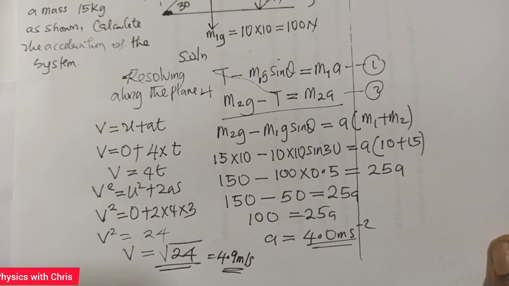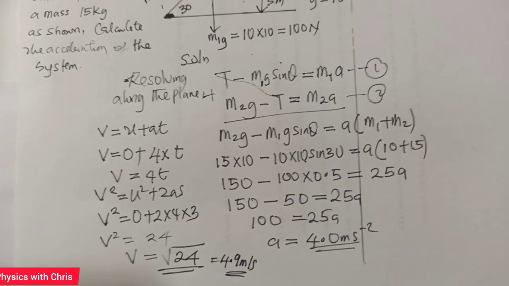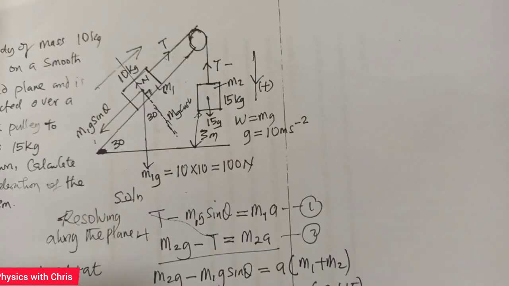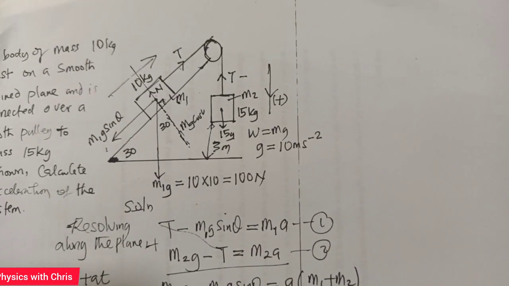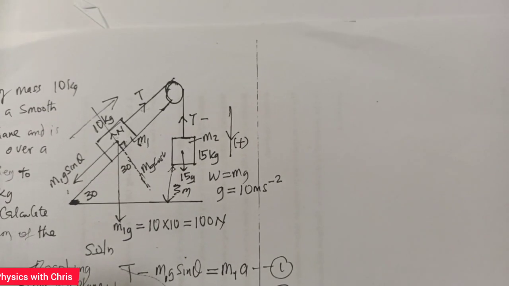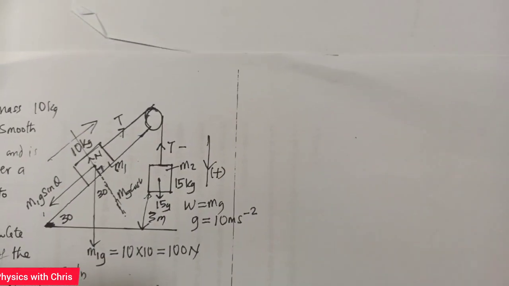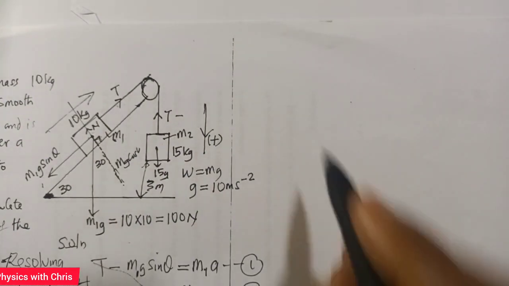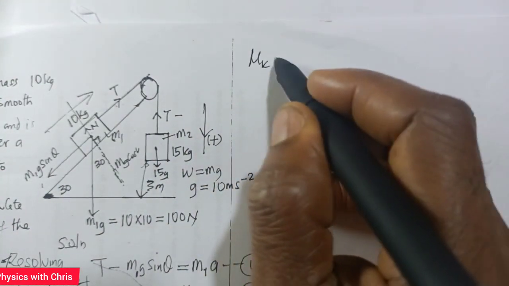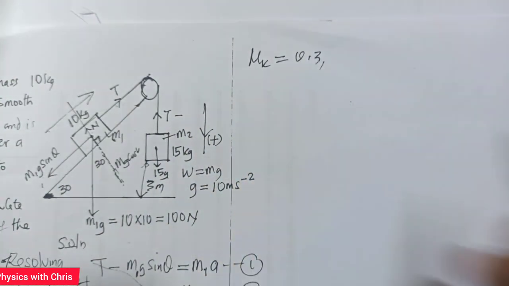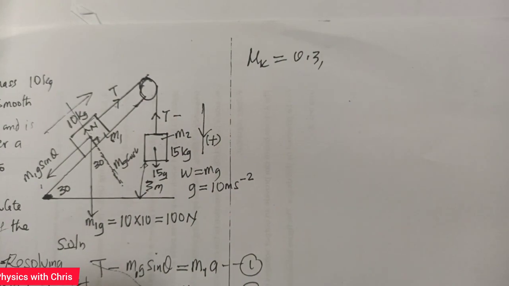Now, how about in the case where there's frictional force that acts between the surface of the inclined plane and M1? Suppose you are told that the coefficient of kinetic frictional force mu k is 0.3. How do we calculate their common acceleration?